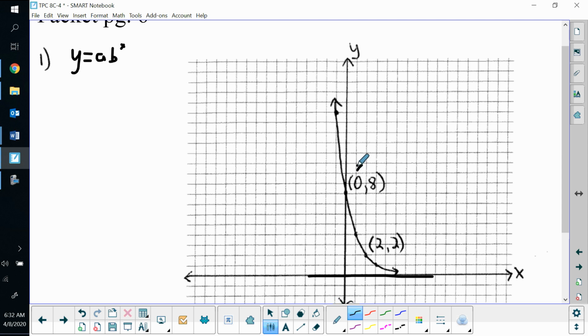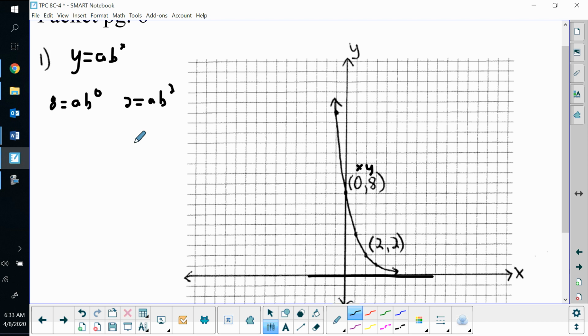Each of these points is an x comma y. So we're going to fill in that x and y into our equations. So we're going to have 8 equals a times b to the 0. And then we'll have 2 equals a times b to the second. Okay, so now we have two equations.